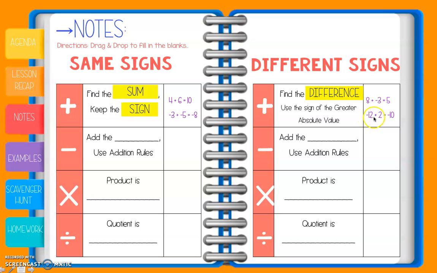If we have negative 12 plus 2, they're different signs, so we're going to find the difference. The difference between 12 and 2 is 10. The absolute value of negative 12 is 12, so that's larger, so it's a negative 10.